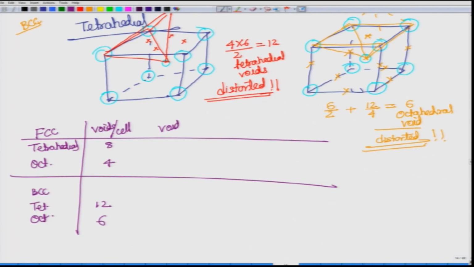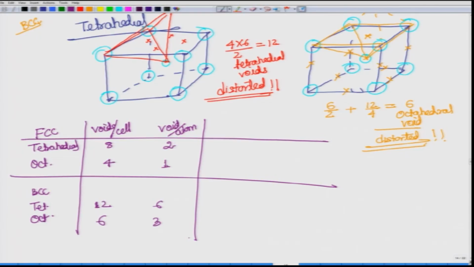Now, we also need to look at voids per atom. How many atoms do we have in FCC? FCC per unit cell has, sorry, 4 atoms. So, if we want to get voids per atom, we will have to divide voids per cell by 4. So, 8 by 4 becomes 2, 4 by 4 becomes 1. Now, for BCC there are 2 atoms in 1 unit cell. So, 12 by 2 is 6, and 6 by 2 is 3. So, this has 6 tetrahedral voids per atom and 3 octahedral voids per atom.